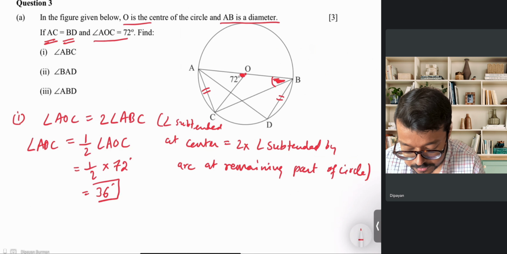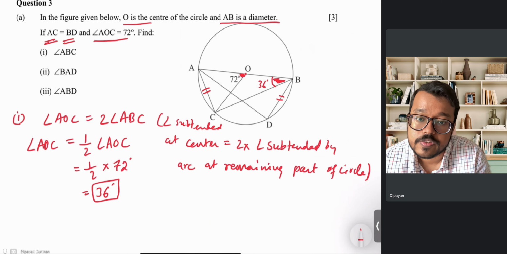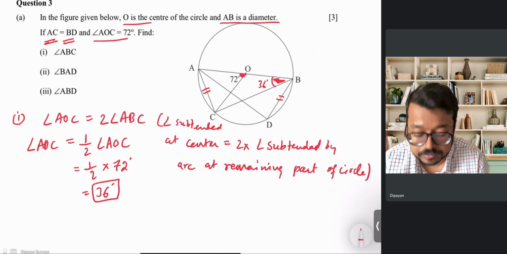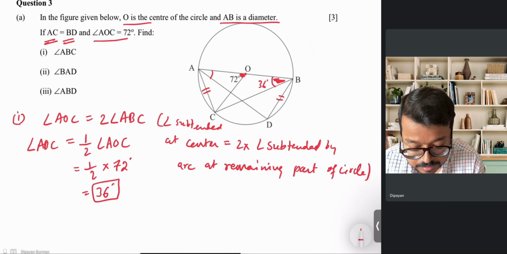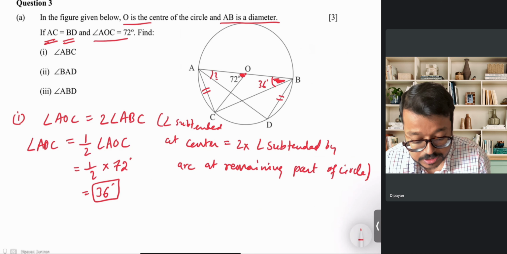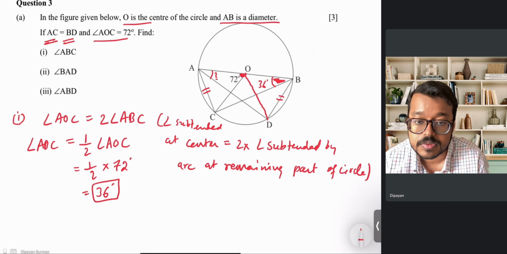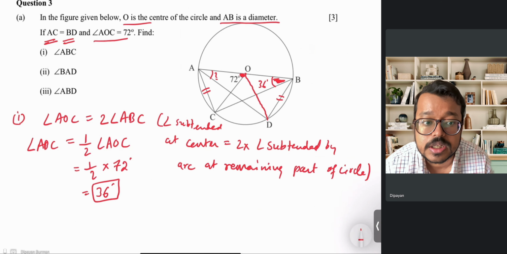Okay, so first part ABC done, 36 degree. Now let's look at how to find angle BAD. BAD, okay. Fine. For this, let me join the radius OD. I can do this construction in the figure.